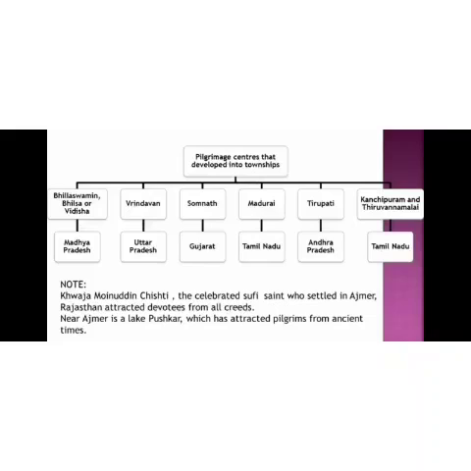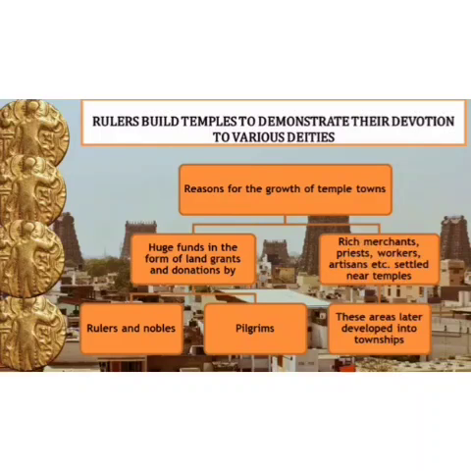Now, some pilgrimage centers like Banaras didn't have a large population of their own, but the population increased whenever there was some religious occasion. Understand? It means on some religious occasions pilgrims come there, and that place used to be too much populated at that time. Some rulers built temples to demonstrate their devotion to various deities.